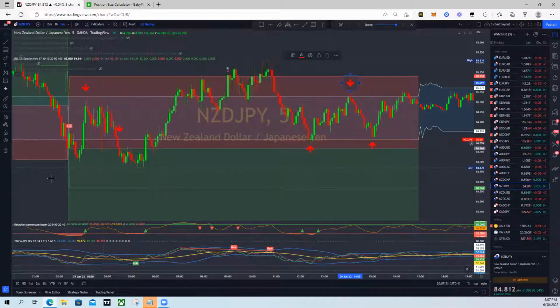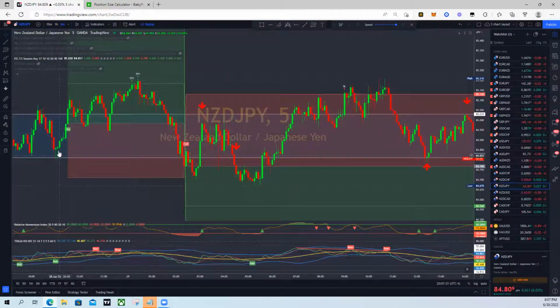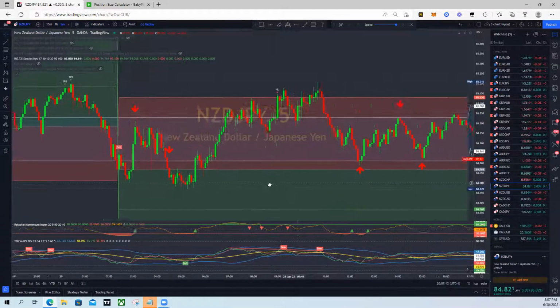Now we already see the zone. The zone has already been disrespected on both ways. It didn't go above it, it didn't go below it. So now we know that it could potentially go above the zone or below the zone, and we're looking for trade opportunities.